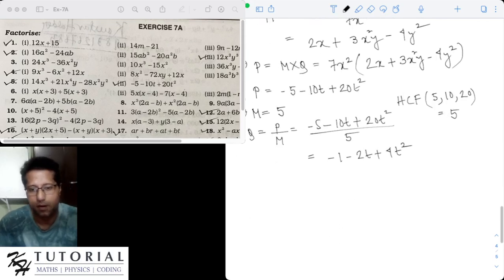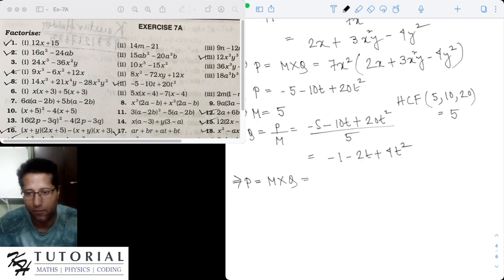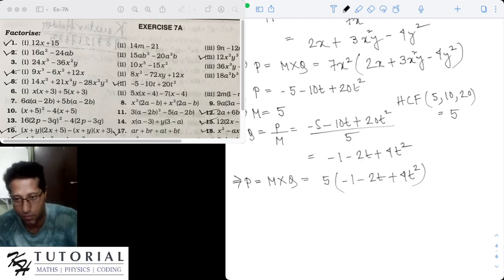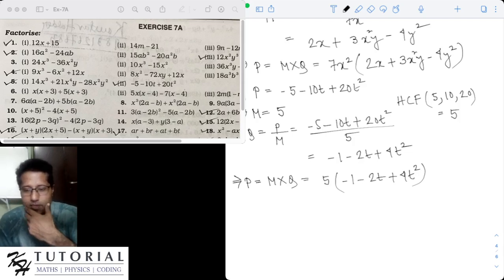So now we will have the factorization of p equal to m multiplied by q. m was 5 and q was minus 1 minus 2t plus 4t square. So this is the factorization of the given polynomial p, where it is a product of a monomial. 5 can be considered as a monomial because 5 is a constant term. Okay.